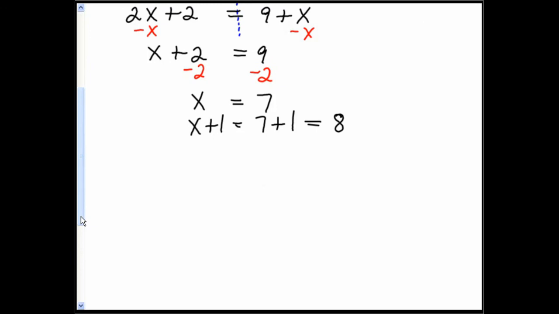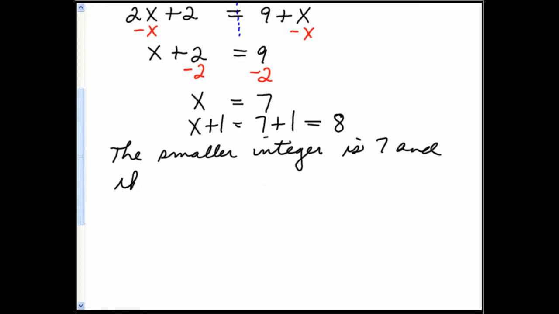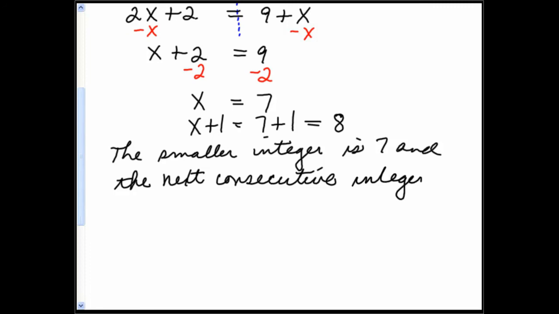So we'll write ourselves a nice sentence and say the smaller integer is 7, and the next consecutive integer is 8.